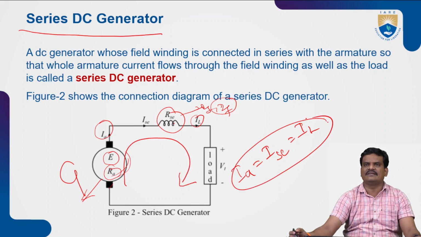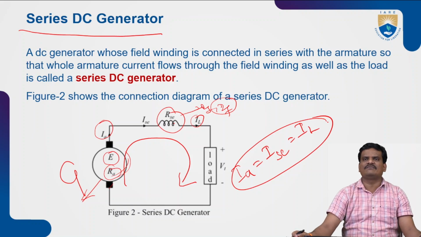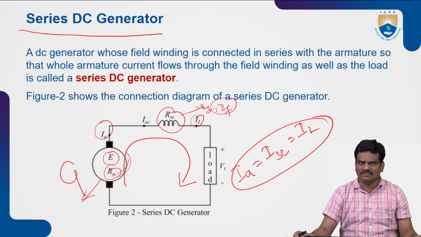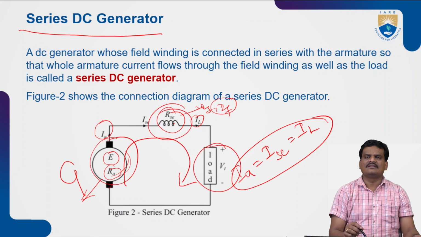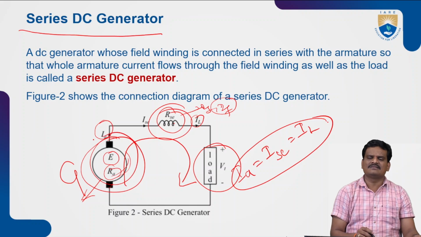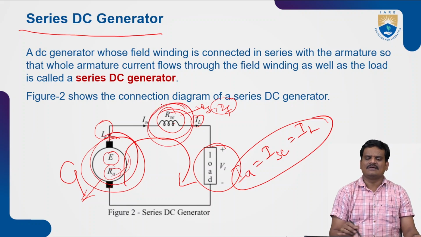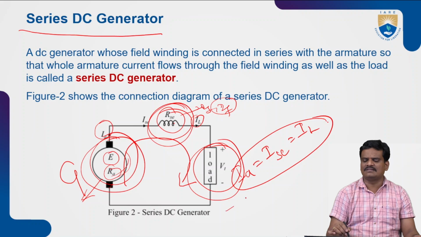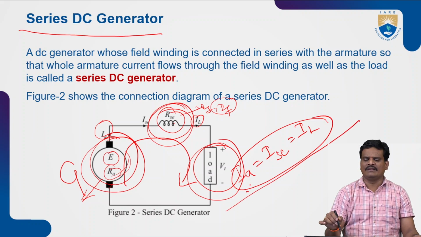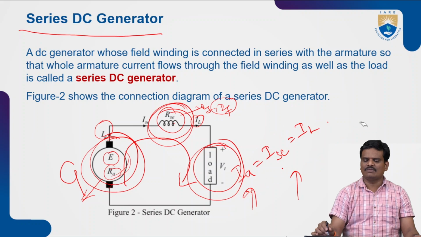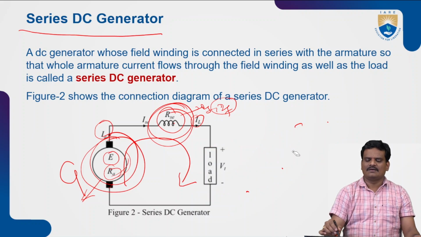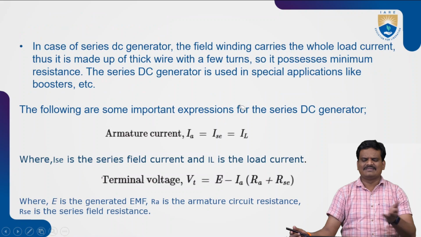That is, in case of a series, always the current flowing to the first point will be equal to the current flowing in the last point also. As these three, generator, field winding and load, are connected in series, the current flowing to the generator armature terminals, the current flowing to the field terminal, and the current flowing to the load terminal, these three will be equal. That is, IA will be equal to ISC will be equal to IL. What is IA? Armature current. What is ISC? Field current. And what is IL? Load current.